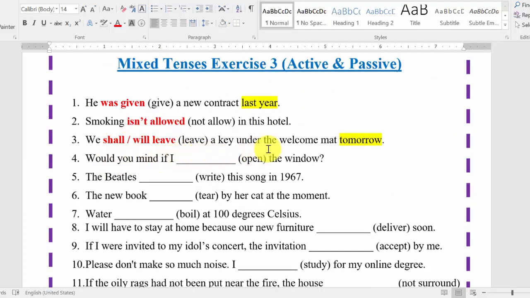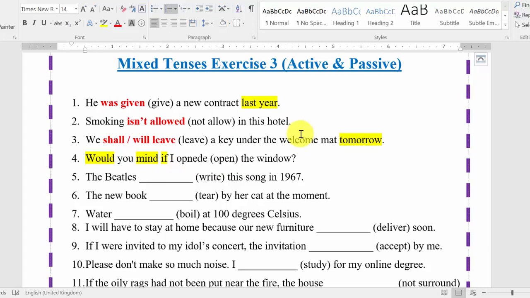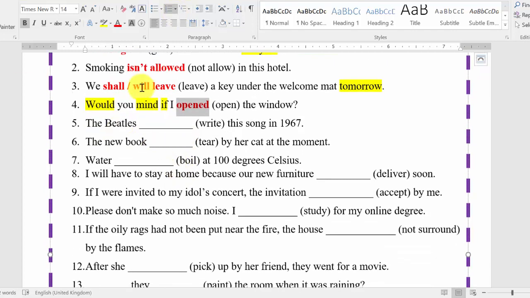Would you mind if the window? So your keyword here, would and mind. Would and original verb, and if. So the other part should be past tense. This is unlikely. So your answer should be open. If I open the window, I, the person, can do this action to the window, so it should be active voice. Past tense active voice, opened, with ed.